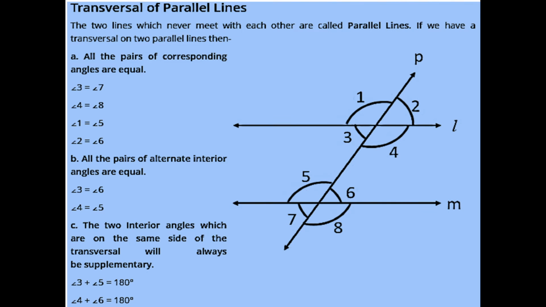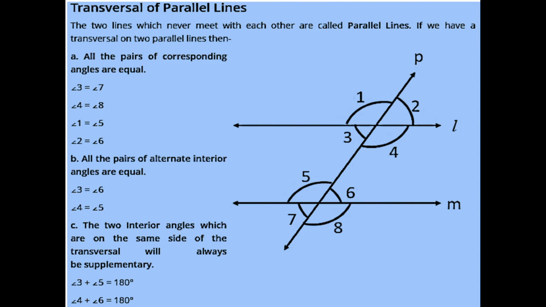So the transversal of parallel lines, just to recall it, two lines which never meet with each other are called parallel lines. If we have a transversal on the parallel lines, then all the pairs of corresponding angles are equal. You see, angle 3 equal to angle 7, angle 4 equal to angle 8, angle 1 equal to angle 5, angle 2 equal to angle 6. Always you have to remember, two lines are parallel, P is the transversal line, then you will find 8 angles. In these you have to find the corresponding angles.